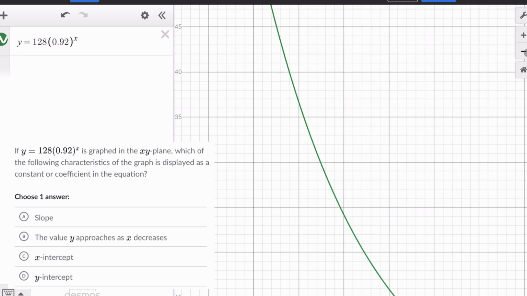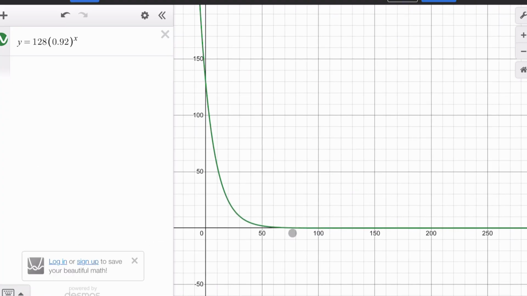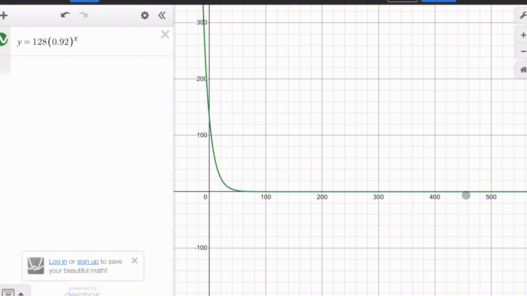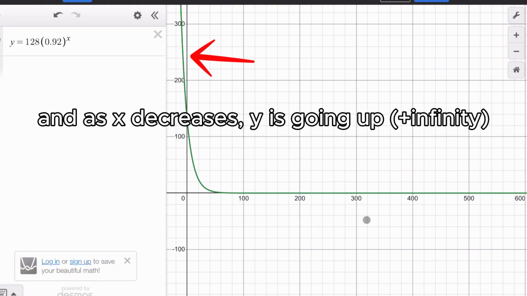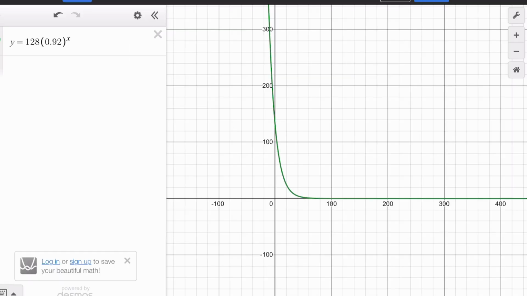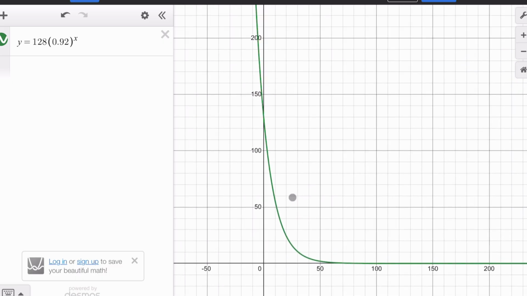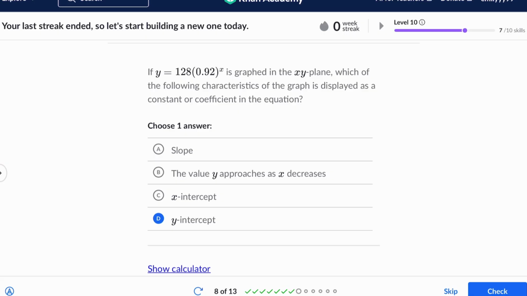Okay, so if we zoom out here, we can see that the y-intercept is 128, as in the equation, and this is just 0. So it's going to be the y-intercept. The slope is not constant, and so yeah, the y-intercept.